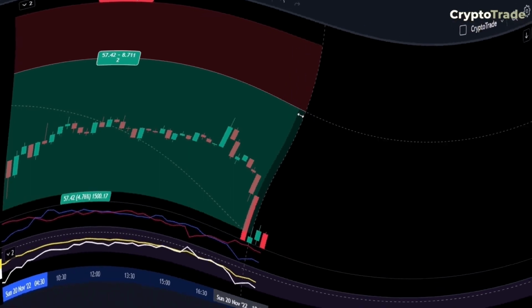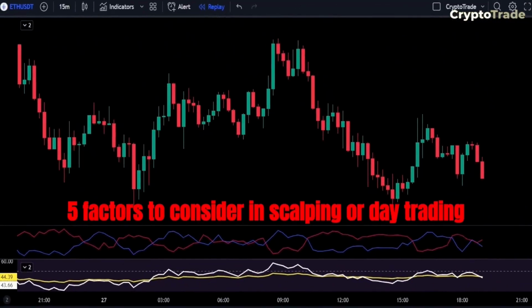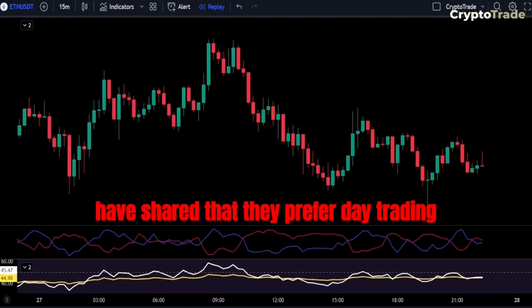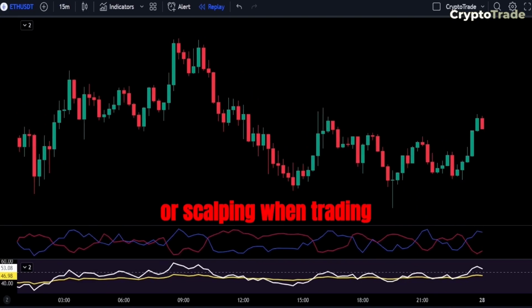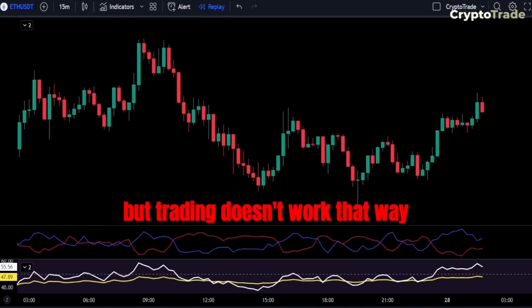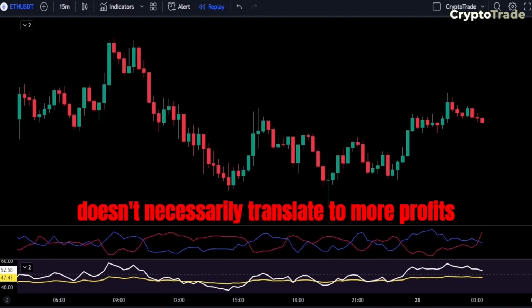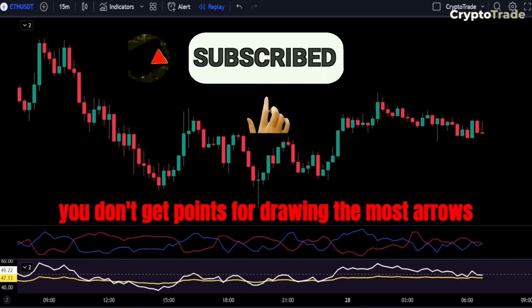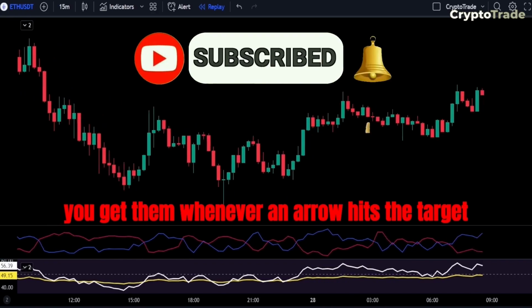5 factors to consider in scalping or day trading. A good number of newbies I've talked to have shared that they prefer day trading or scalping when trading. Hate to burst your bubble, but trading doesn't work that way. Taking more trades doesn't necessarily translate to more profits. As in archery, you don't get points for drawing the most arrows. You get them whenever an arrow hits a target.